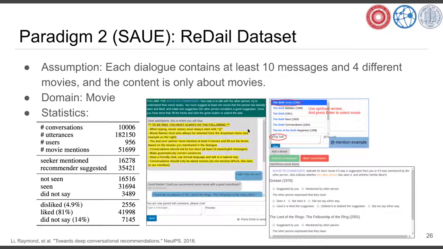On the below figure on the right, this is the user interface they developed to create such data sets. And since they only talk about movies, the domain of this data set is only movies. And on the right-hand side, this is the data set statistics, you can see.